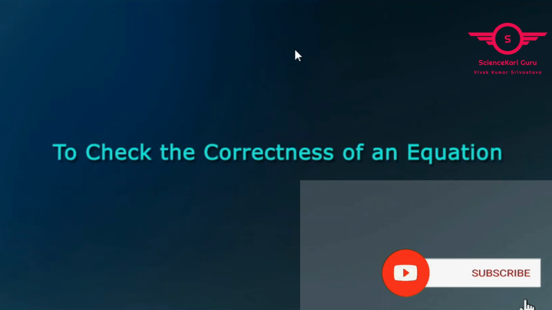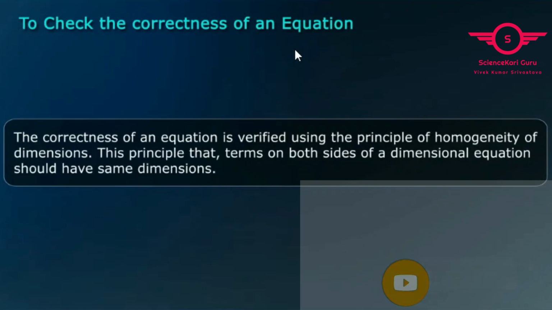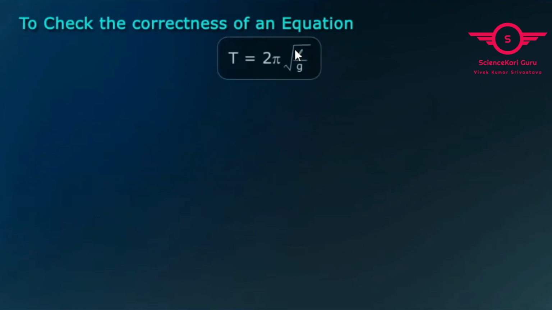To check the correctness of equation. The correctness of an equation is verified using the principle of homogeneity of dimensions. This principle says that terms on both sides of a dimensional equation should have same dimensions. Let us consider the equation T is equal to 2 pi square root of L by g and check whether it is correct or not.